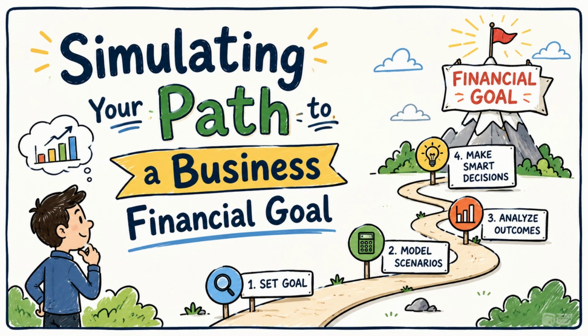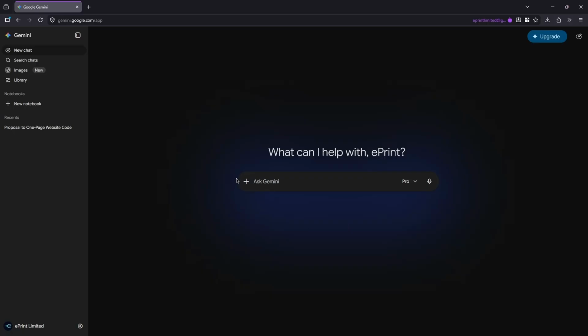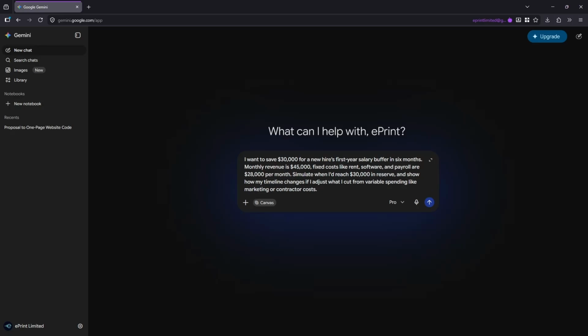Use Case 5. Using Canvas to simulate your business's path toward a financial goal. If you are preparing for an operational milestone, standard spreadsheets make it difficult to quickly visualize how shifting small operational variables will affect your timeline. Using Canvas, you can build an interactive operational expense planner. With Canvas enabled, enter a prompt detailing your business's financial situation and your target growth milestone.